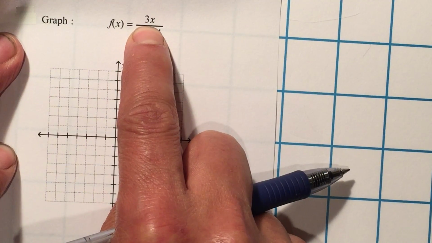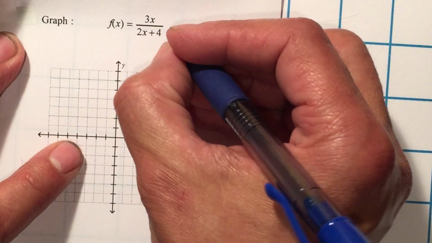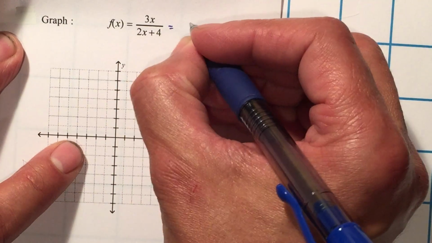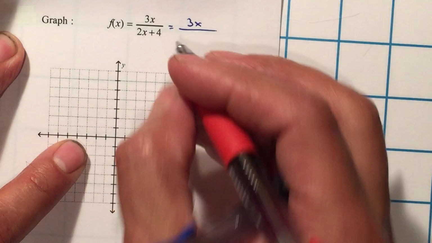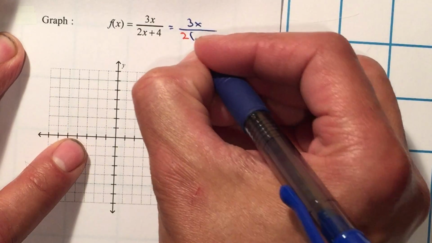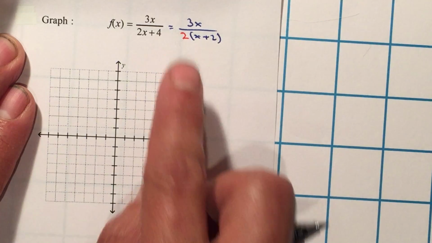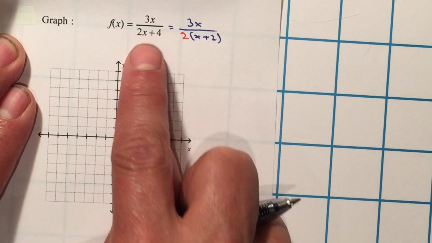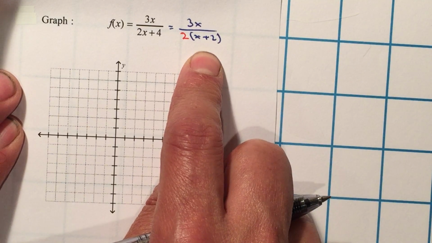Notice that there's nothing to factor on the 3x, and on the denominator I can factor out a 2. So we have 3x over 1 factor out a 2, and what's left behind? We have x plus 2. If you notice, nothing canceled, so therefore I can just go back to my original problem, or you can graph this one, it's up to you.